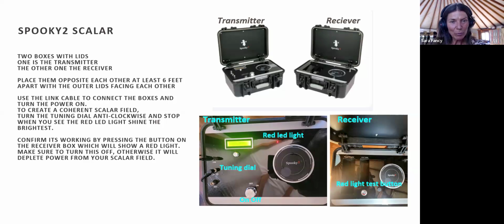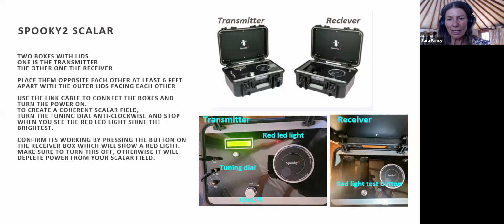Use the link cable to connect the boxes and turn the power on. To create a coherent scalar field, turn the tuning dial anti-clockwise and stop when you see the red light shine the brightest. That's how you tune it. The transmitter down on the left has a tuning dial. I wrote tuning dial on it, and you just turn that to the left.